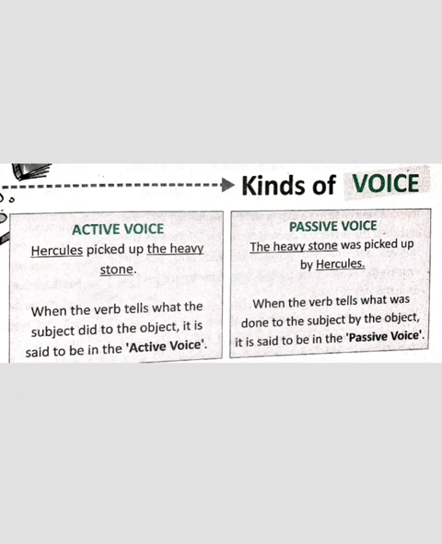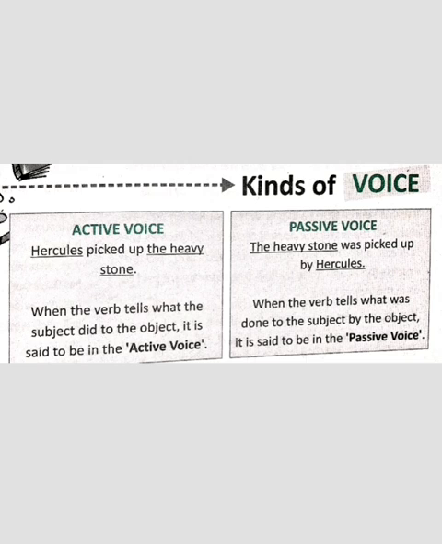Kinds of voice. There are two kinds of voice, active voice and passive voice. Let us understand with an example. Hercules picked up the heavy stone. Subject is Hercules, and here the action is done by the subject. Subject is active, that is, the subject is doing the action. So this is active voice.